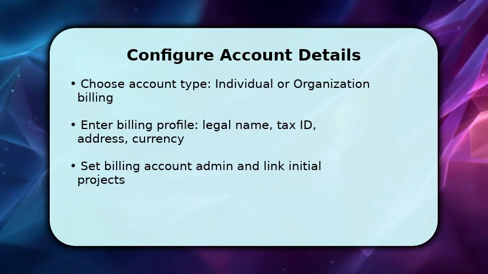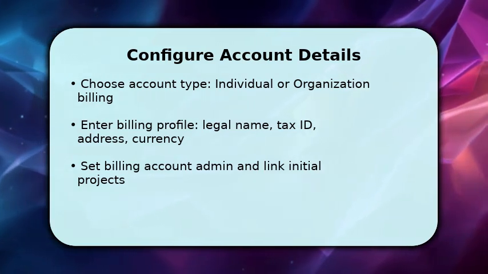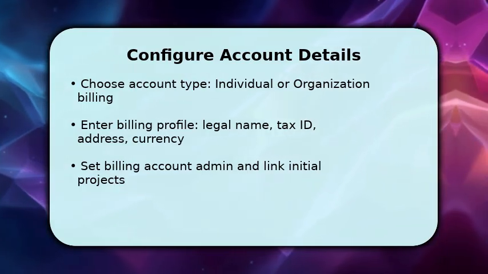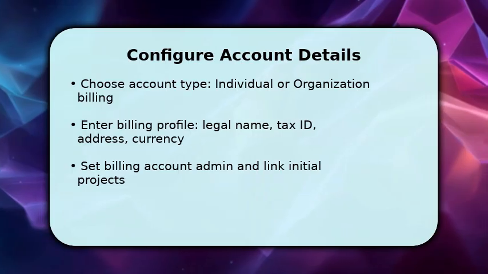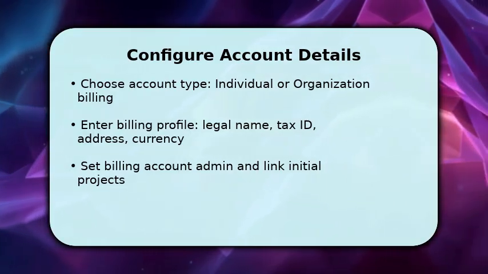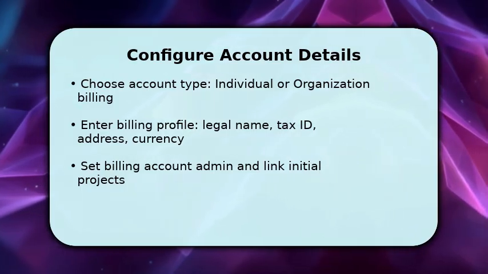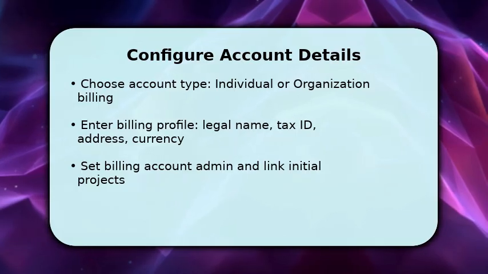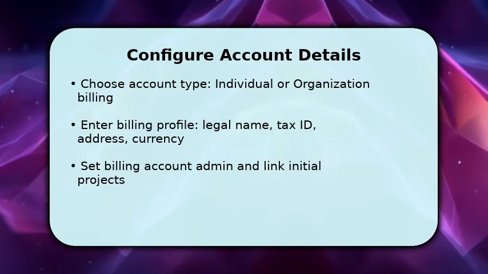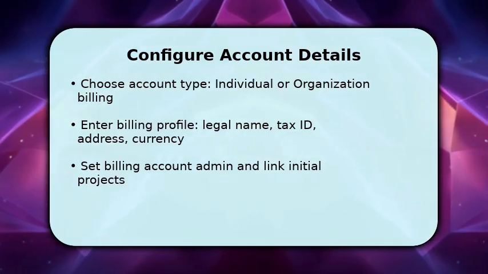Now focus on configuration. Select whether the account is individual or organization, because that determines invoicing and permission scope. Then complete the billing profile, legal name, tax ID if required, address, and preferred currency, so invoices match compliance and accounting needs. After that, assign an admin user and link at least one project to associate costs. This step ties usage to billing and makes cost tracking and alerts possible, which helps you manage spend proactively.